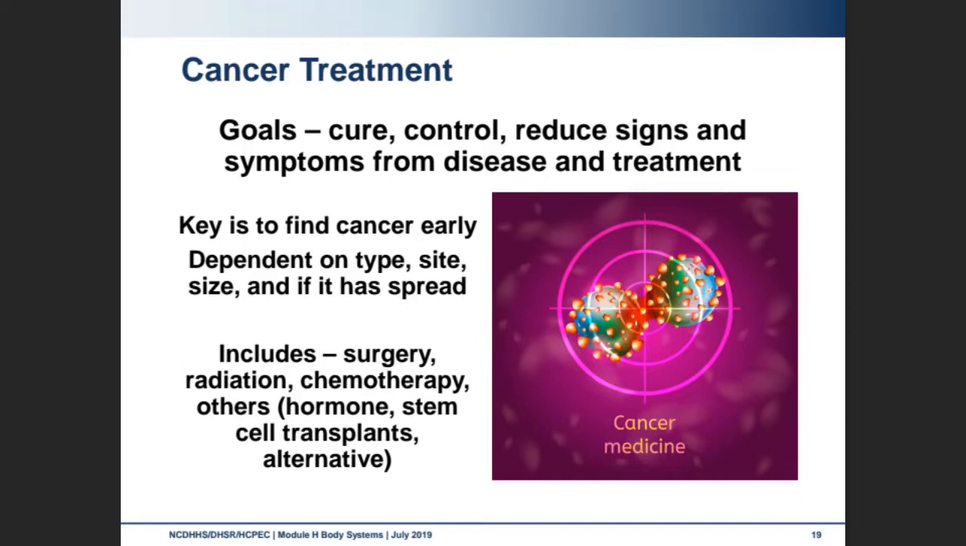Different types of treatments can include surgery, radiation, chemotherapy, hormone therapy, stem cell transplant, and other alternative therapies as well. How we treat cancer is dependent on the type, site, size, and if it is spread or not. Often, more than one type of treatment can be utilized. Side effects will depend on the type and the extent of the treatment as well. So we're going to talk a little bit about a couple different types of treatments.